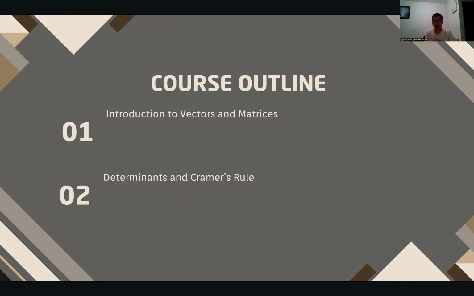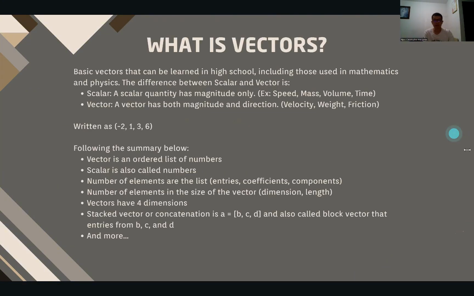What's the course outline? There will be two parts: introduction to vectors and matrices, and the second one, determinants and Cramer's rule. Starting off with vectors, we already learned from high school the difference between scalar and vector: a scalar has only a magnitude, while a vector has both magnitude and direction.